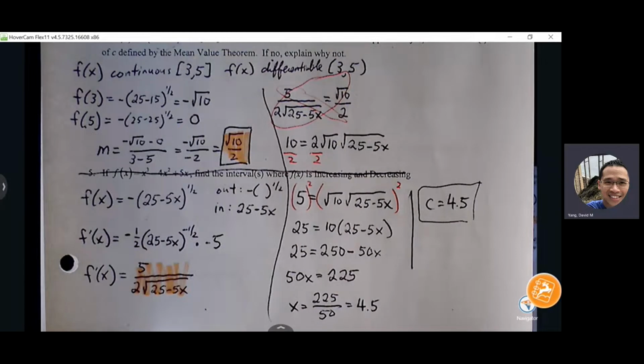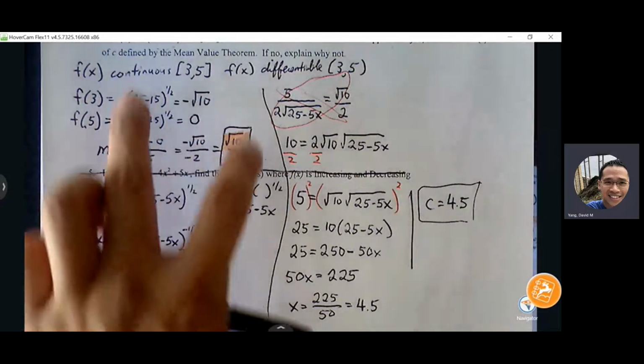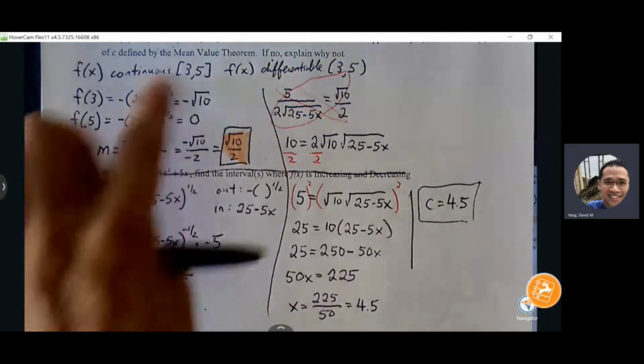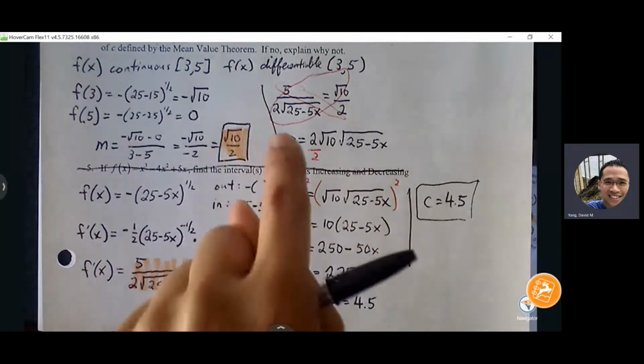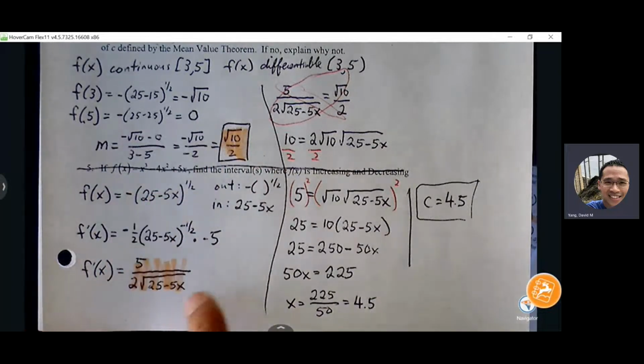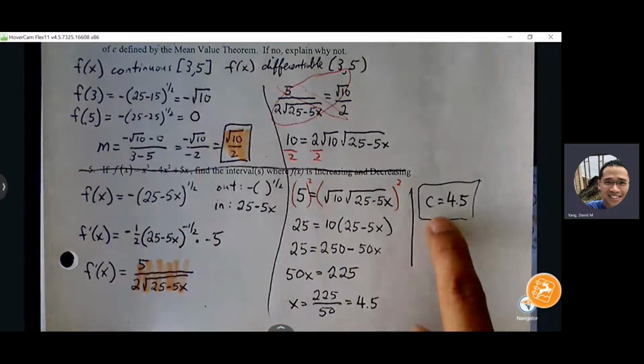So again, with mean value theorem, state your conditions, find your ordered pairs, find the slope. So do all the non-calculus stuff first. And then once you have your goal set up, then you can find the derivative, set the derivative equal to your target slope, and then look for the location where that slope occurs.